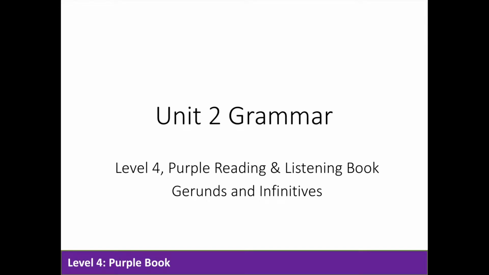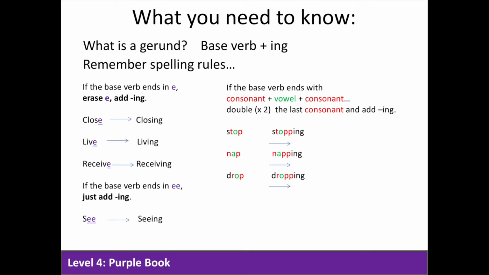Let's get started. A few things you'll need to remember to better understand this lesson: what is a gerund? Also, how do we form gerunds using base verbs plus ing? Again, as a reminder, we have some specific spelling rules that you'll need to keep in mind. For example, if a base verb ends in E, we erase E and add ing. So close becomes closing, live becomes living, receive becomes receiving. And in verbs that end in ee, we just add ing to form the gerund.